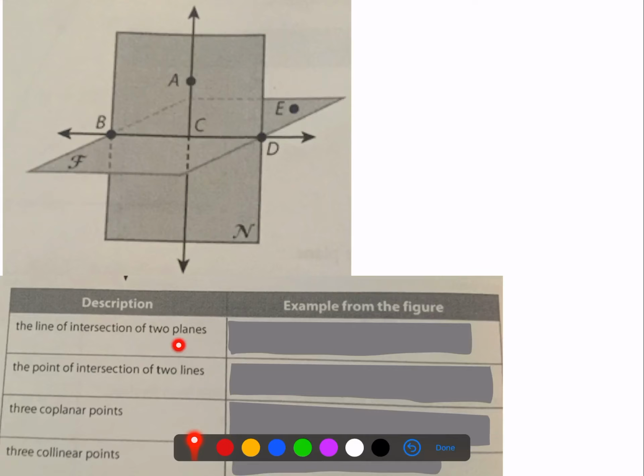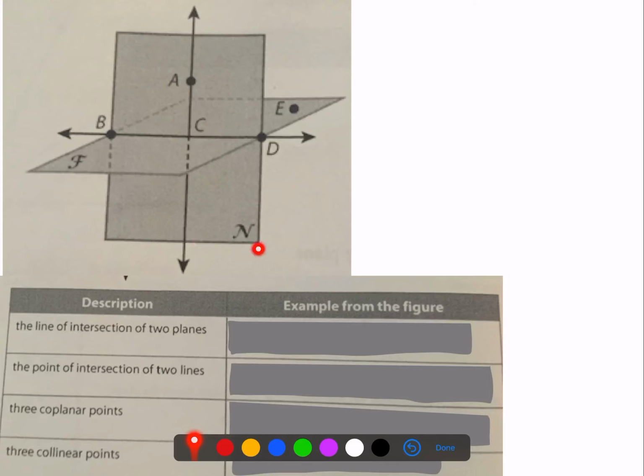Well, we have 2 planes here. We have plane F. It has this fancy letter in the corner, which signifies that this is a plane in itself. And I can call this plane F if I'd like. We also have plane N, same type of thing. N's in the corner, it's not associated with the point, so this is the name of the plane itself.